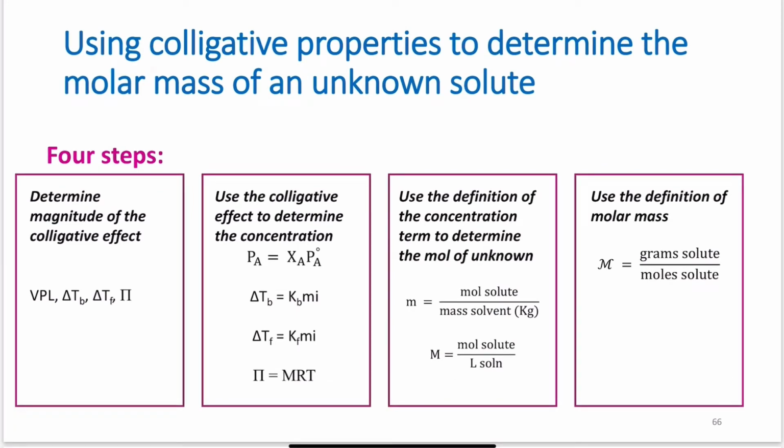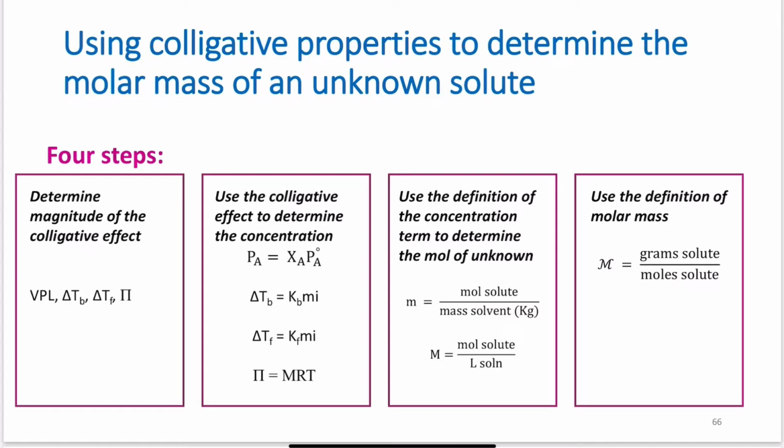So, using colligative properties to determine the molar mass of an unknown solute. There are 4 steps you're going to follow if you're trying to find the molar mass. Step 1, determine the magnitude of the colligative effect. Am I looking at vapor pressure lowering? Am I looking at a change in boiling point, specifically boiling point elevation? Am I looking at the change in freezing point, specifically freezing point depression? Or am I measuring the osmotic pressure of the system?